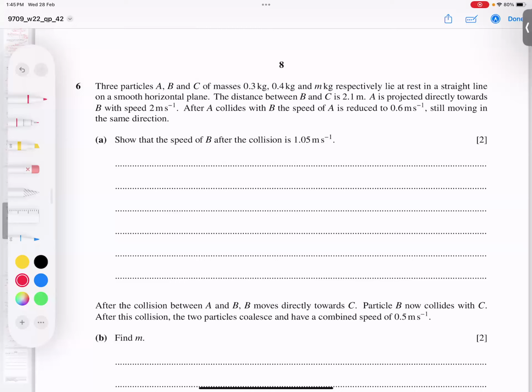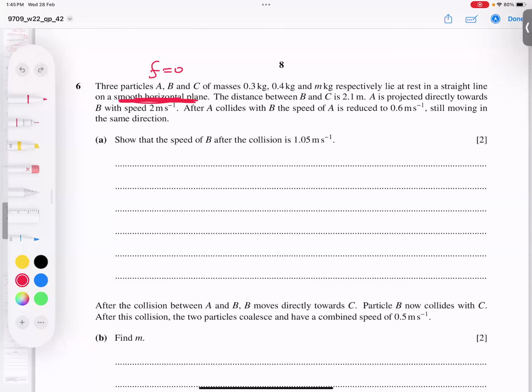What a question we have here. Three particles A, B, C of mass 0.3, 0.4, and m kilograms lie at rest on a straight, smooth horizontal table, so no friction at all. The distance between B and C is 2.1 meters, and A is projected towards B with a speed of 2.